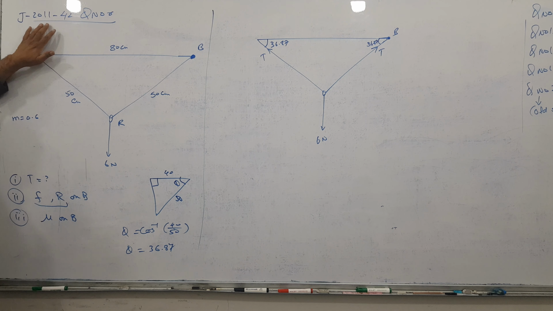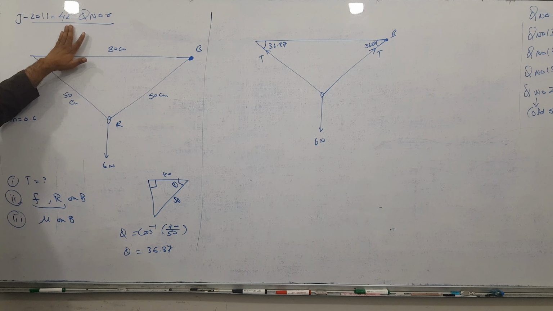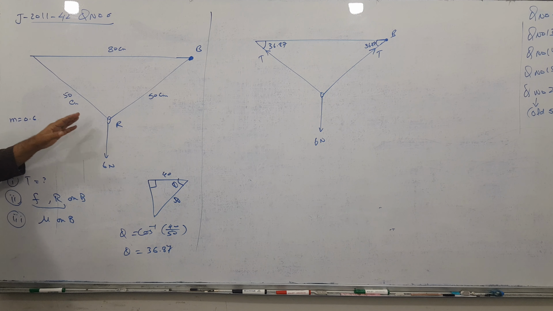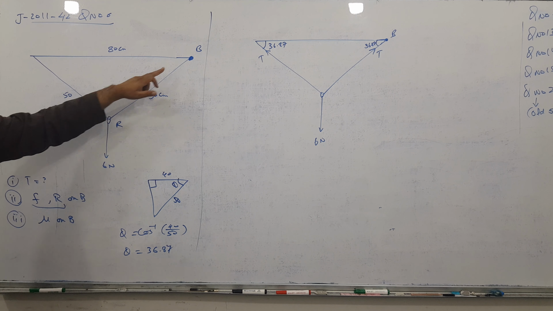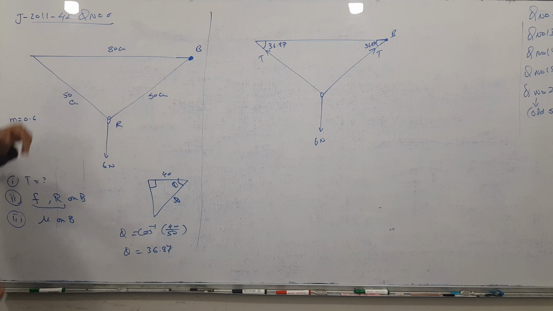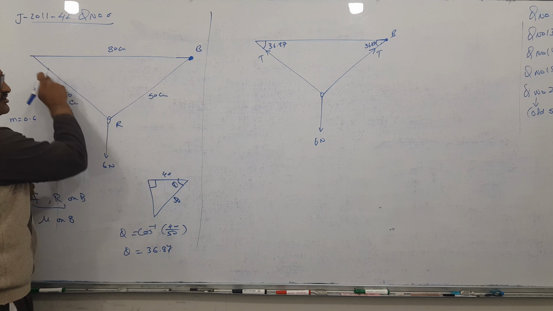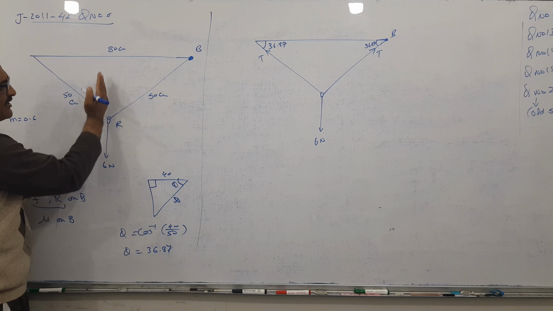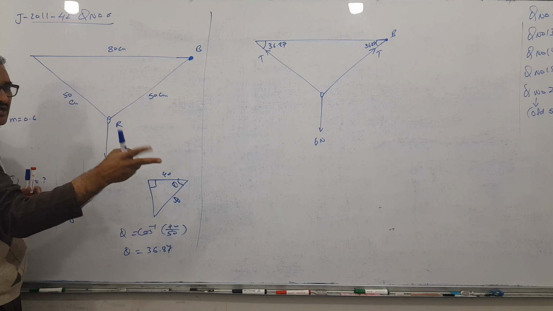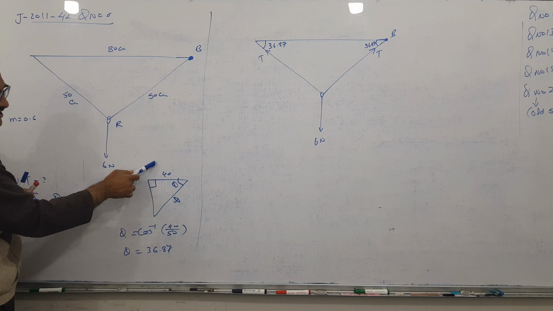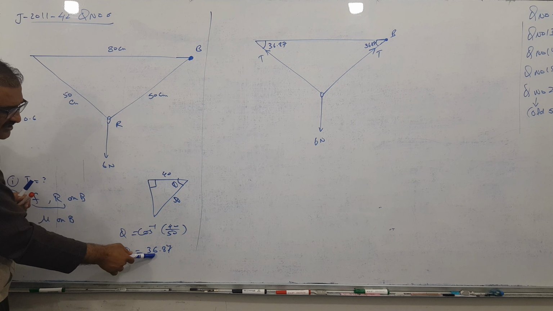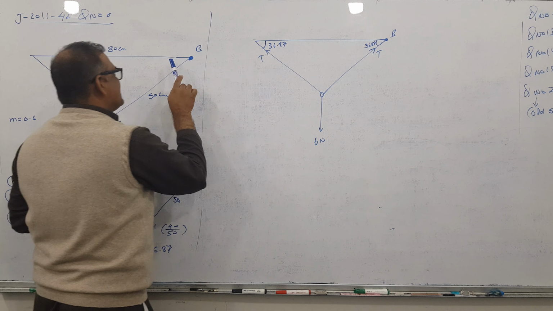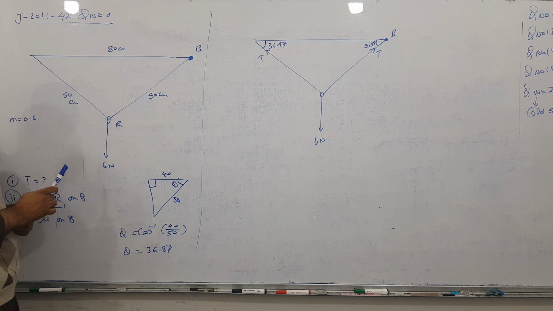This is a ring question, June 2011, question number 6. We have been given one ring and one bead, with lengths mentioned as 50, 50, 80. So you know that this has become an isosceles triangle. When I draw a perpendicular from here, it cuts this 80 into equal halves, 40 and 40. I use adjacent by hypotenuse and get angle 36.87. So this angle and this angle are equal to each other.